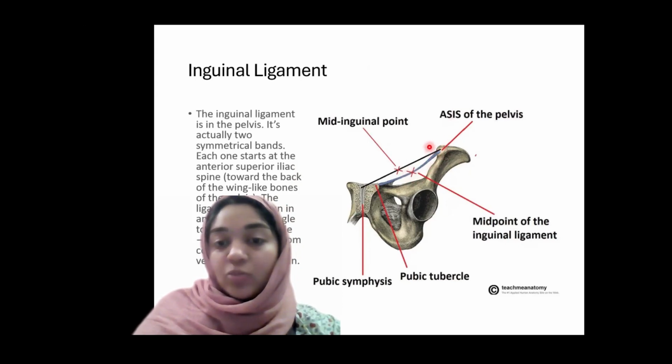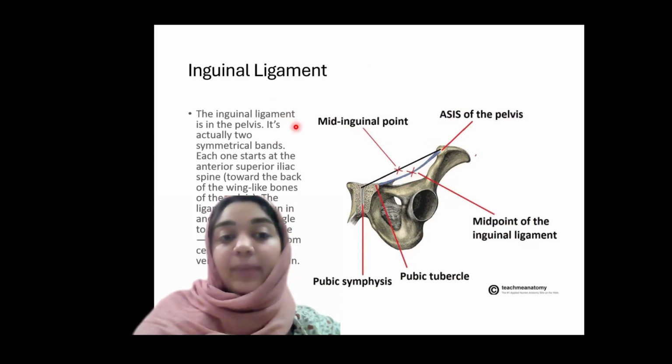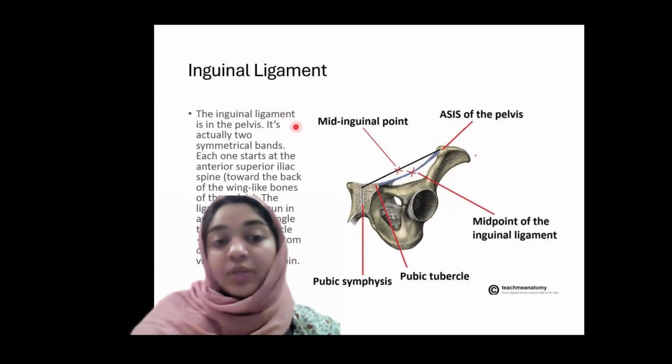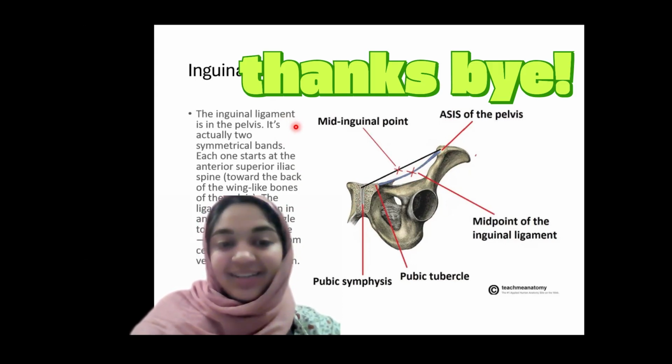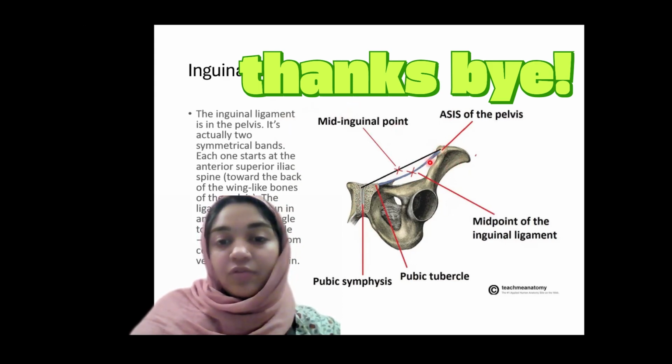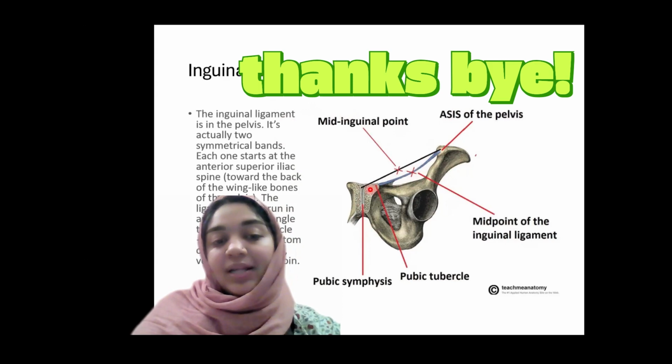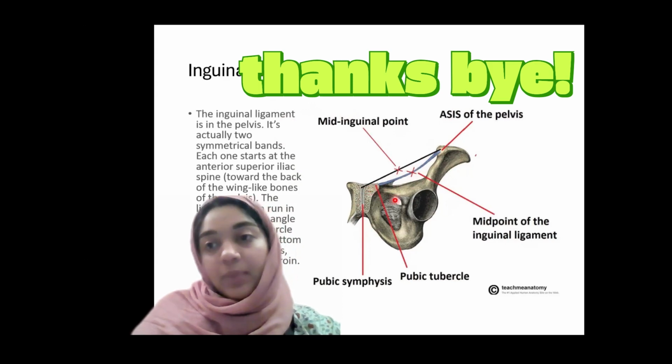It extends from the anterior superior iliac spine to the pubic tubercle. This is the pubic symphysis. The inguinal ligament in the pelvis is actually two symmetrical bands. Each one starts at the ASIS towards the back of the wing of the pelvic bones. The ligaments then run in and down at an angle to the pubic tubercle. So you can see it's running in and down towards the pubic tubercle, at the bottom center of the pelvis.